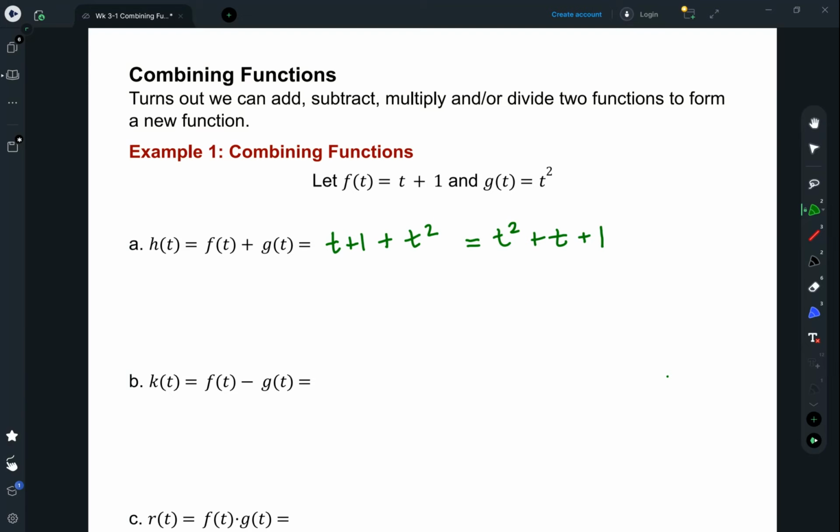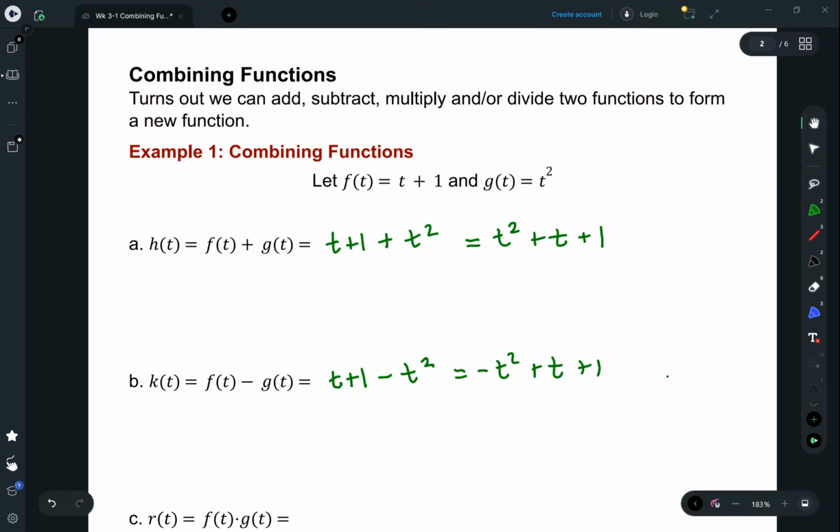All right, let's try the second one. K of t equals f of t minus g of t. So f of t is t plus 1. g of t is t squared. So this is our final function, t plus 1 minus t squared. And again, if you wanted to reorganize that, you would have minus t squared plus t plus 1. All right, let's try the next one.